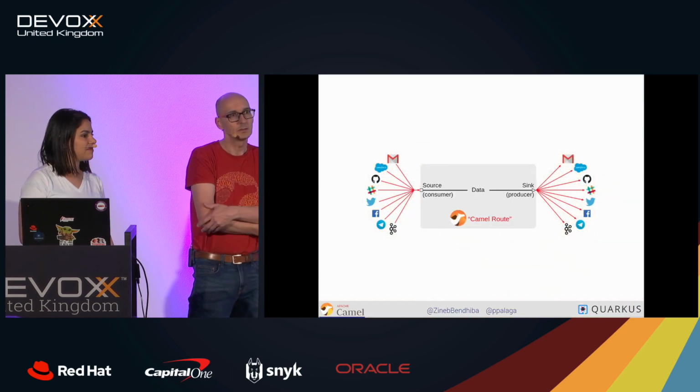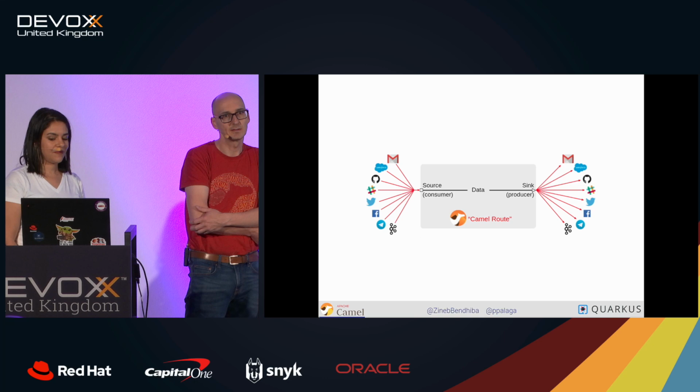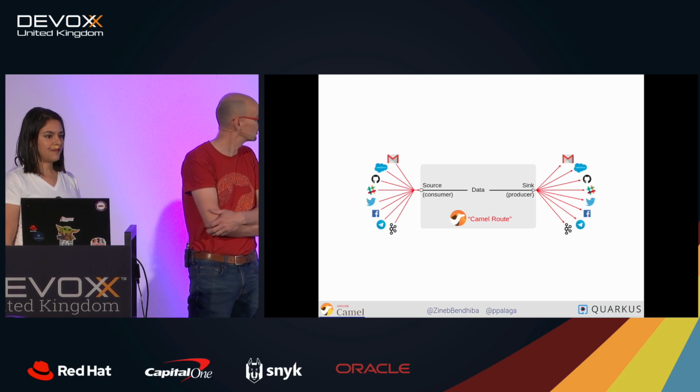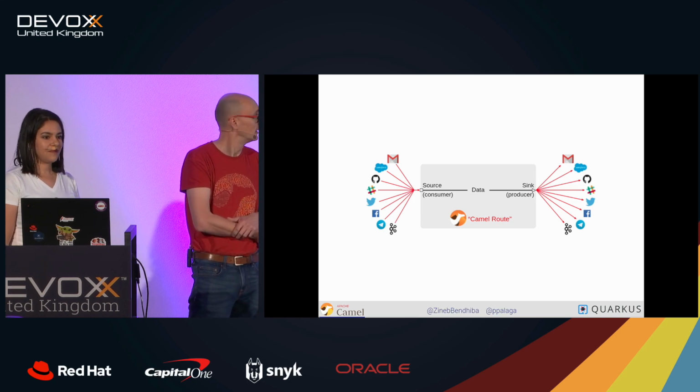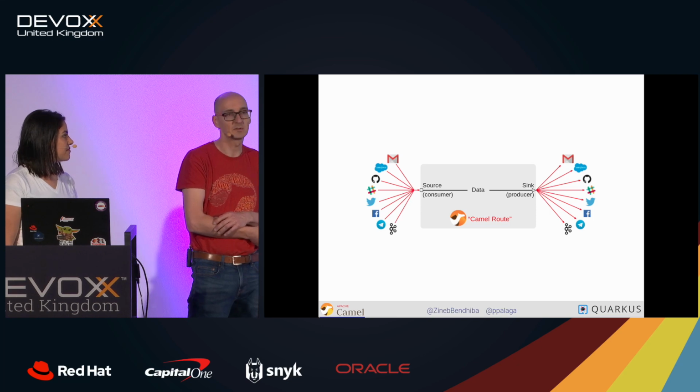More technically, what Apache Camel does is implementing so-called routes. Those routes take data from some source system, that is sometimes also called consumer, and push them into some sink system that is sometimes also called producer. Okay?